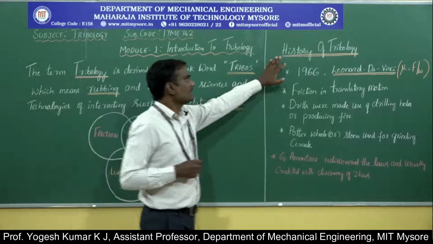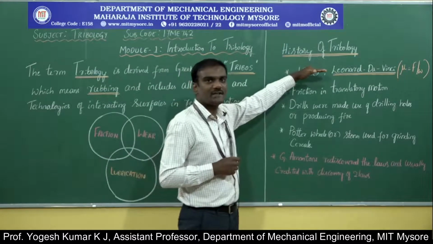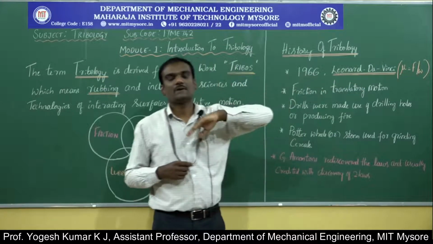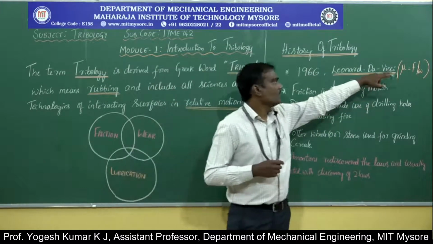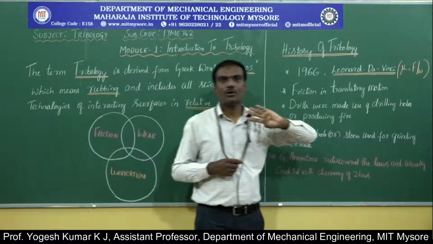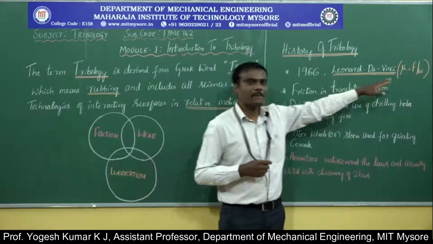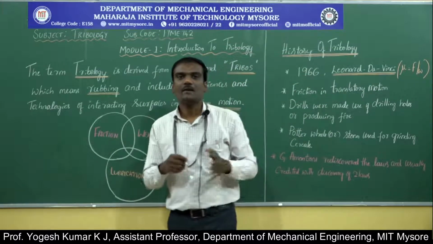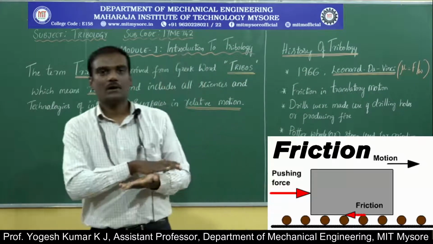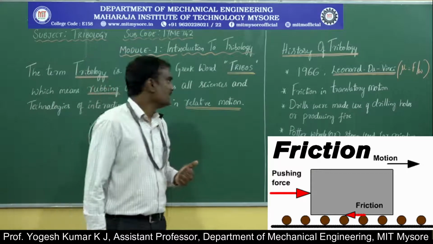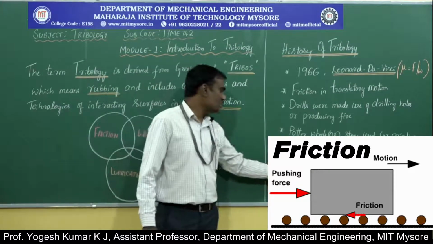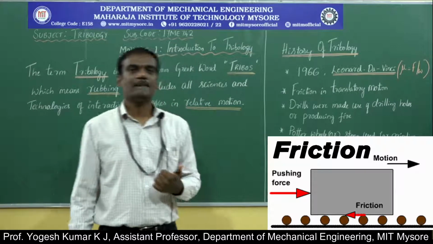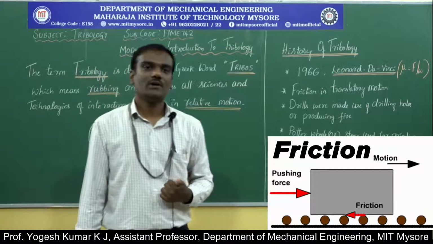Then the history of tribology dates back to 1966. It was proposed by Leonardo da Vinci. He proposed that the coefficient of friction is the ratio of frictional force divided by the normal load, or that frictional force is directly proportional to the normal load. He explained that concept by taking a square block moved over a flat surface. Then his work was extended by G. Amontons, who said the surface area of contact is also very important while considering the coefficient of friction.